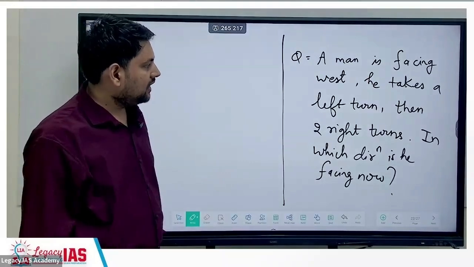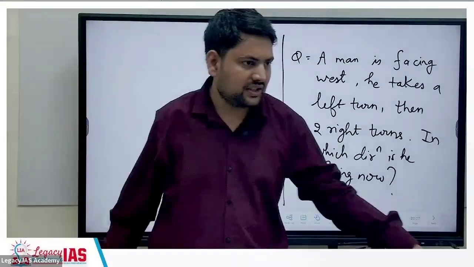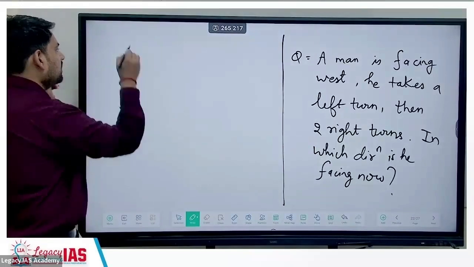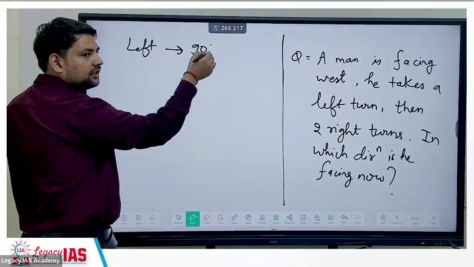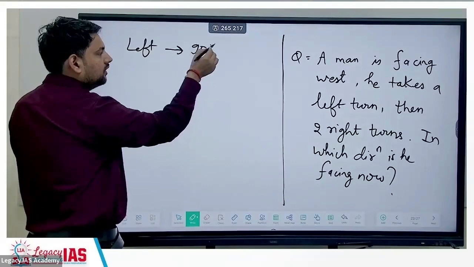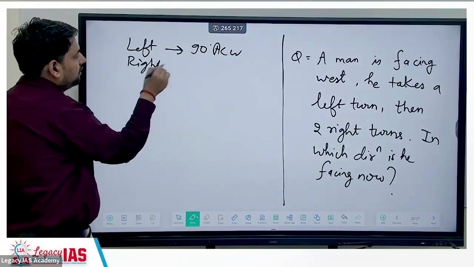A man is facing west, he takes a left turn, then two right turns. In which direction is he facing now? Now, left or right, I have told you. Left, whenever it is written, what you assume? 90 degree, clockwise, anti-clockwise? Anti-clockwise. Similarly, right, what we assume?